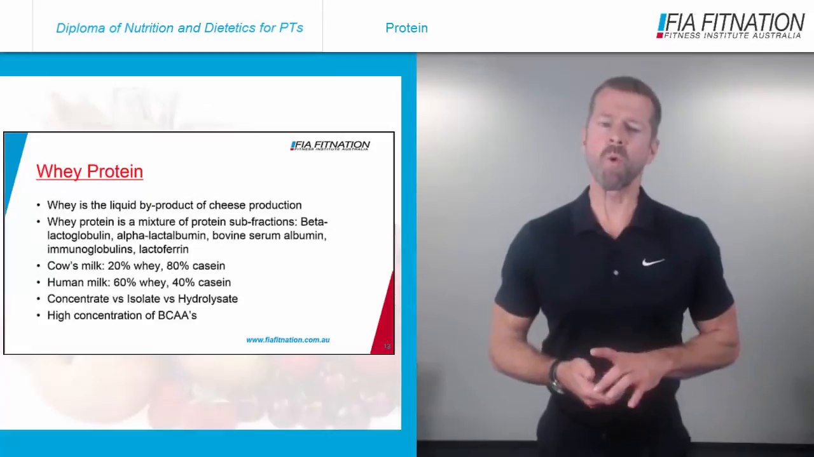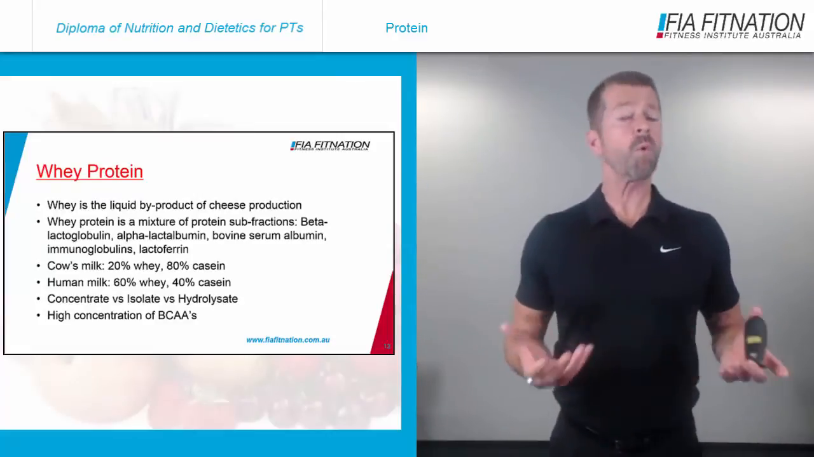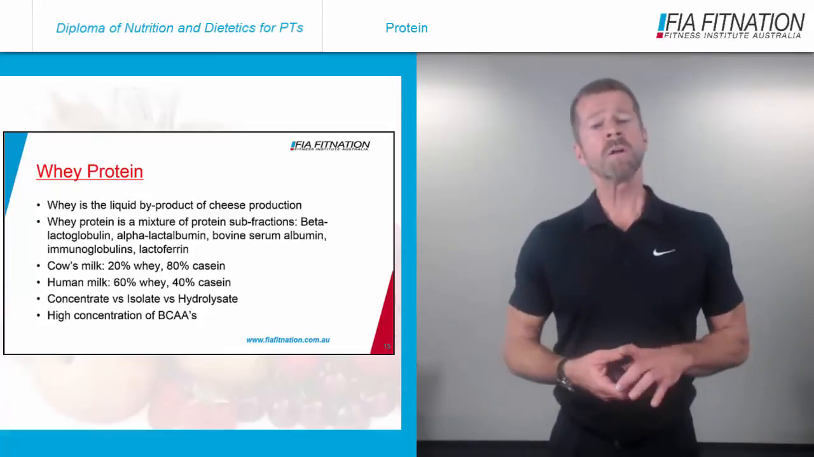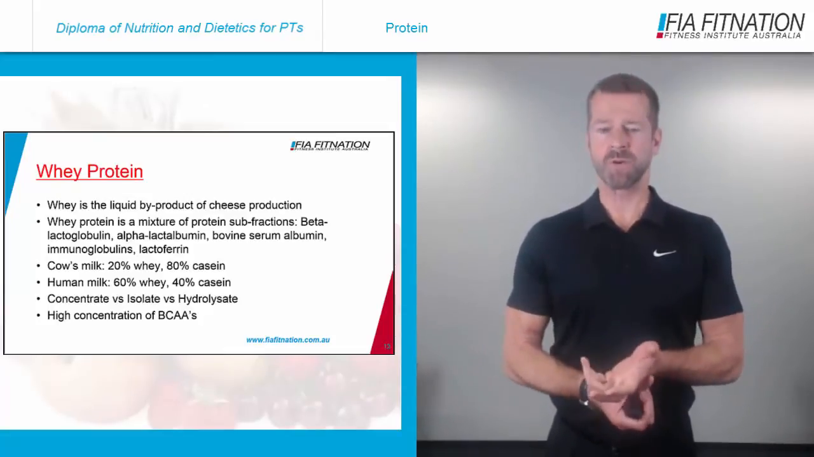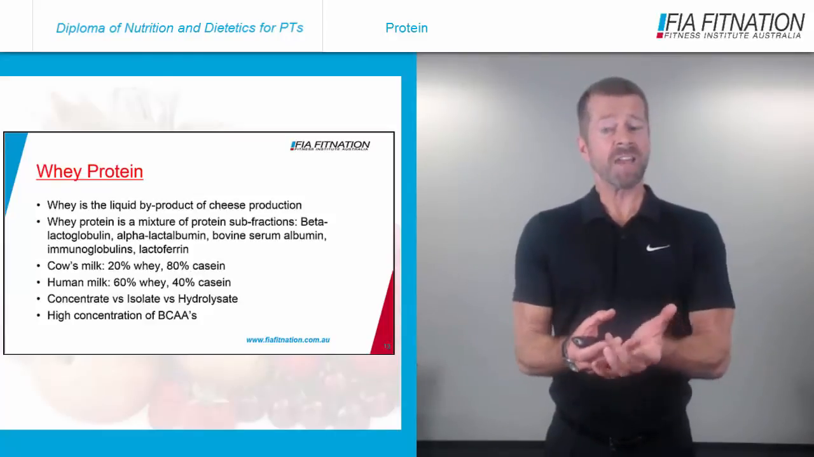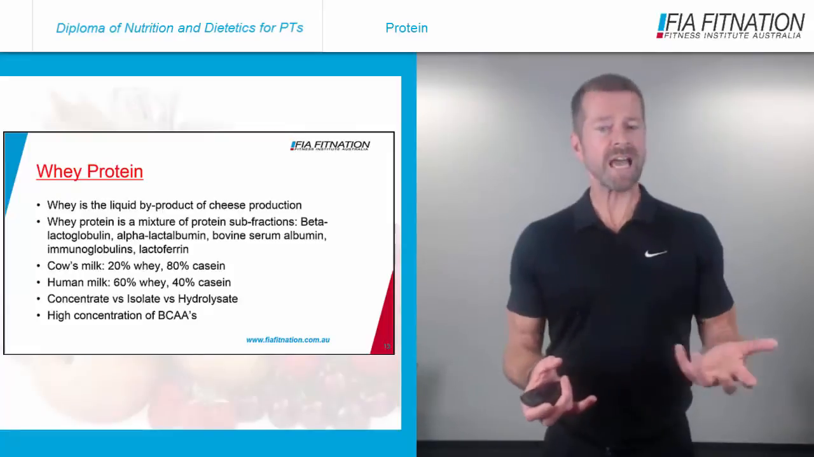So let's talk about whey protein. Again, it scores incredibly high on the PDCAAS. But what is whey protein? Well, whey is effectively the liquid byproduct of cheese production. So the cheese itself is actually casein, and the liquid that's left on the top is actually the whey.